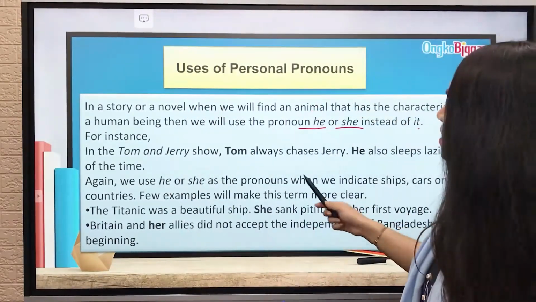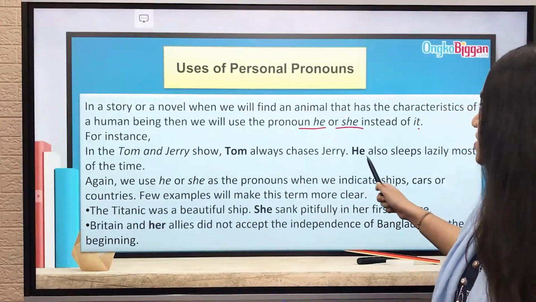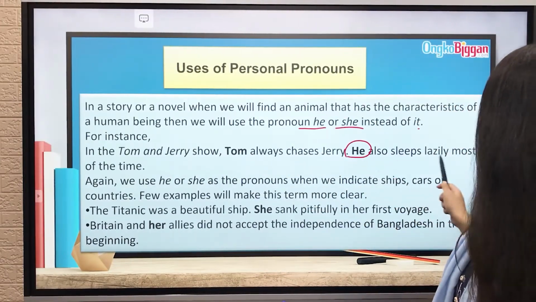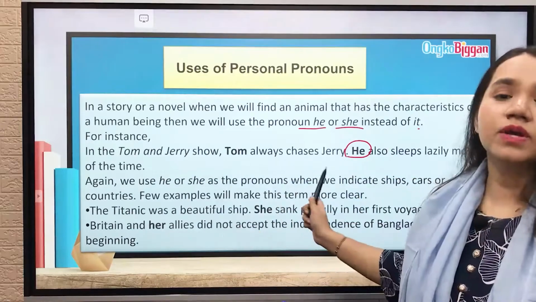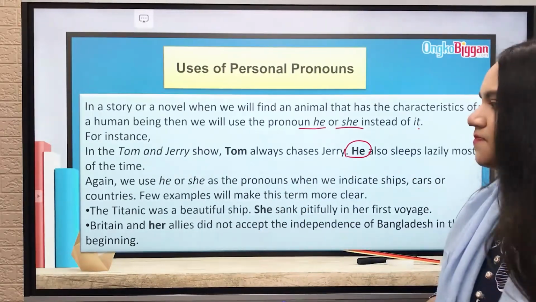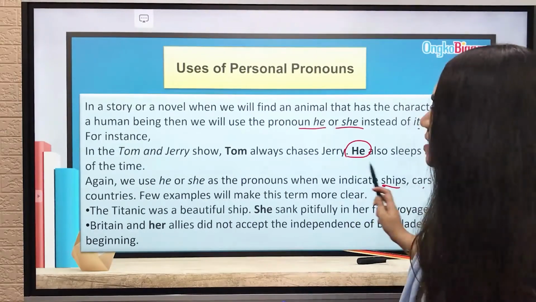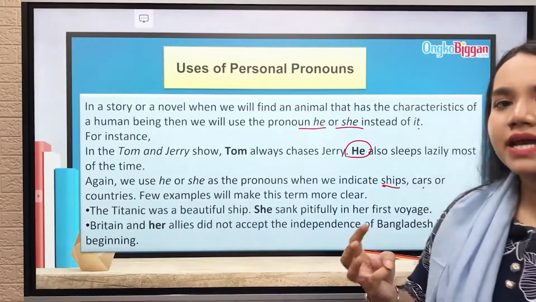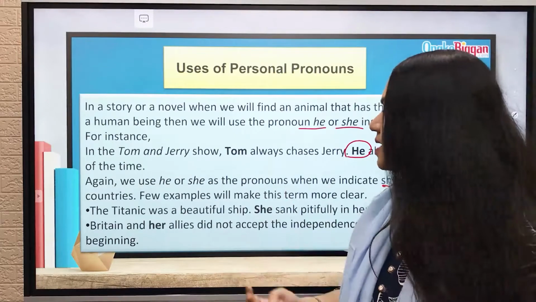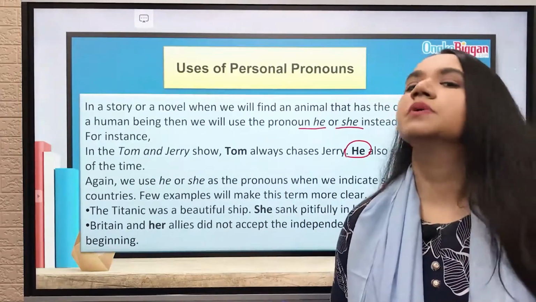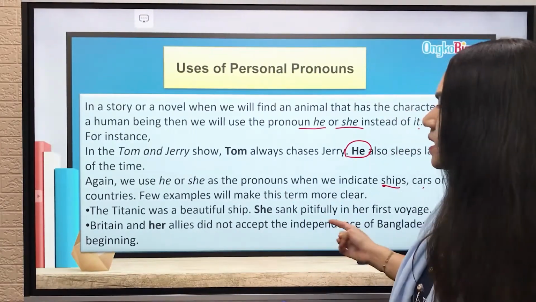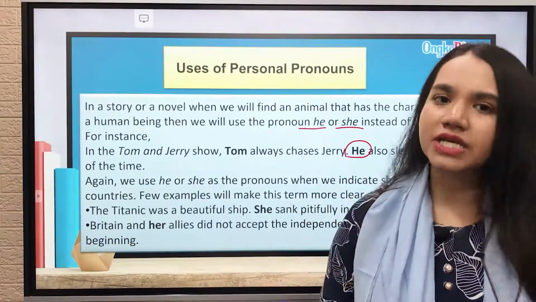So in the Tom and Jerry show, Tom always chases Jerry. He also sleeps lazily most of the time. So here we are using he and not it. Again, we will use he or she as pronouns when we indicate ships, cars, or countries. So once again, we need to know these three things. For ships, cars, and countries, we will be using either he or she depending on that country.